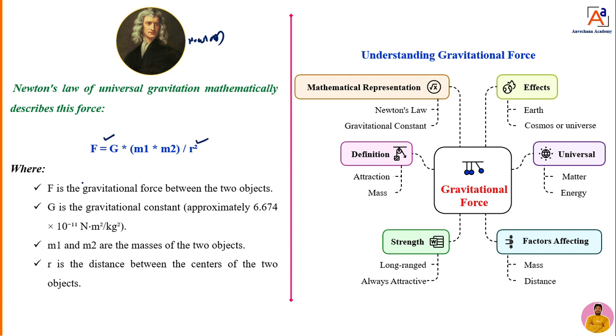Where F is the gravitational force, and M1 and M2 are the masses of object 1 and object 2. R is the distance between the two objects. This is what gravitational force actually is. It was first represented mathematically by Newton, and he has given a constant. Based upon that constant, we can calculate the force exerted between two objects which have mass.